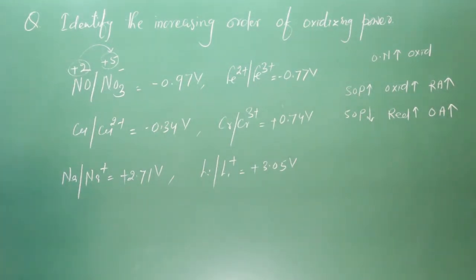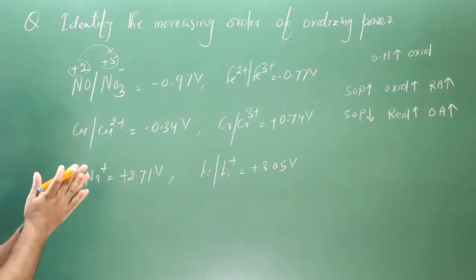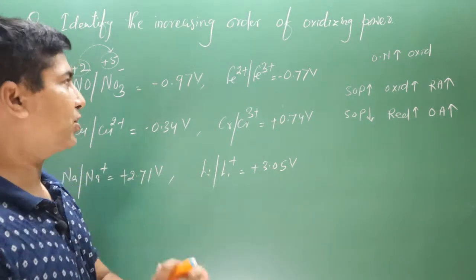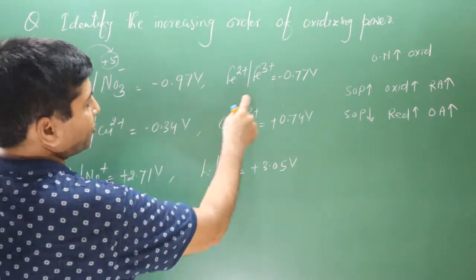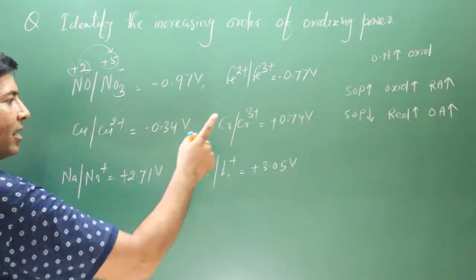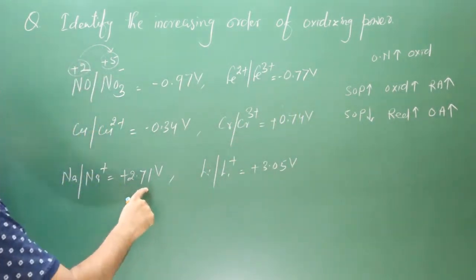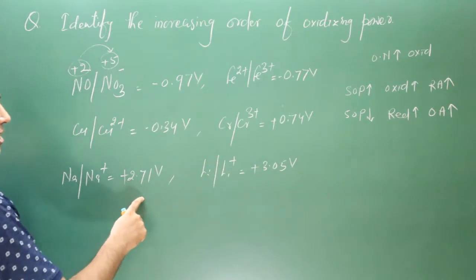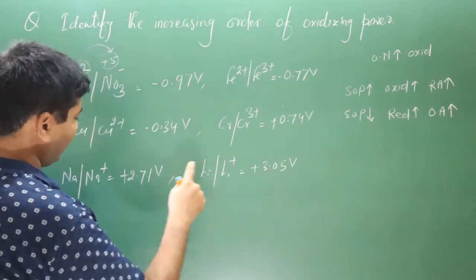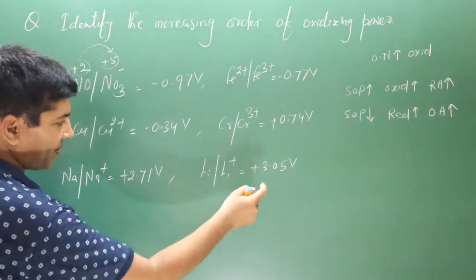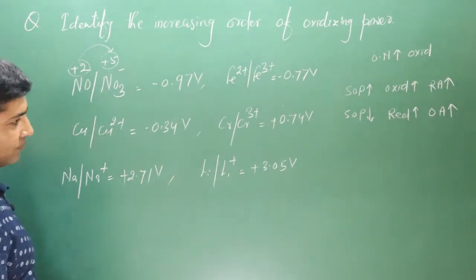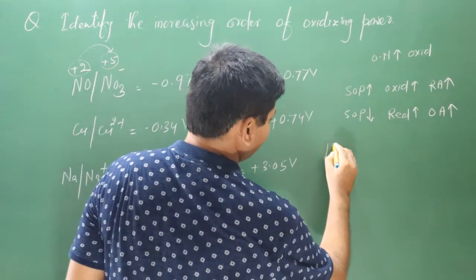We find out the largest value because we have to arrange these values in decreasing order. Negative, negative, negative. Then we have these three positive values. Out of the three positive values, which one is the largest? This is 3.05, this is 2.7, 0.7. This is the largest value we have. Then we can write lithium.